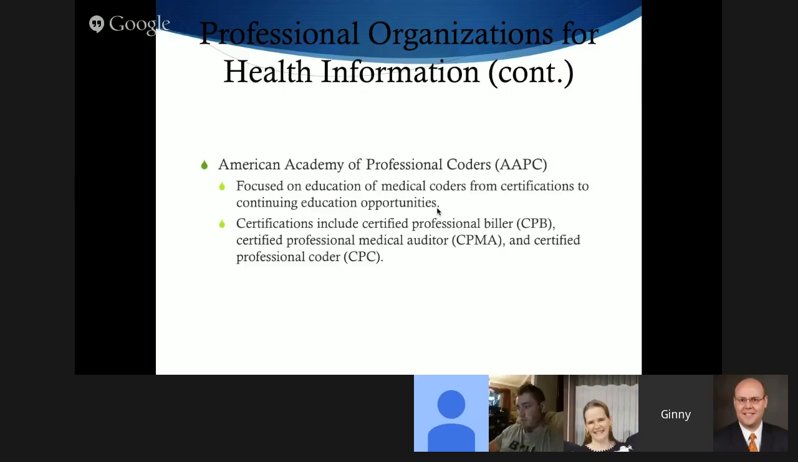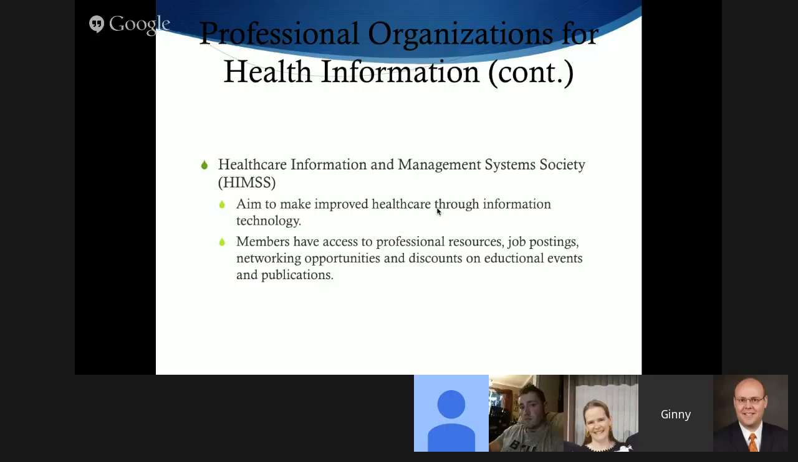Then we go to the American Academy of Professional Coders. They are focused on education of medical coders, from certifications to continuing education opportunities. Their certifications include Certified Professional Biller, Certified Professional Medical Auditor, and Certified Professional Coder. The Healthcare Information and Management Systems Society aims to improve healthcare through information technology, and their members have access to professional resources, job postings, networking opportunities, and discounts on educational events and publications.